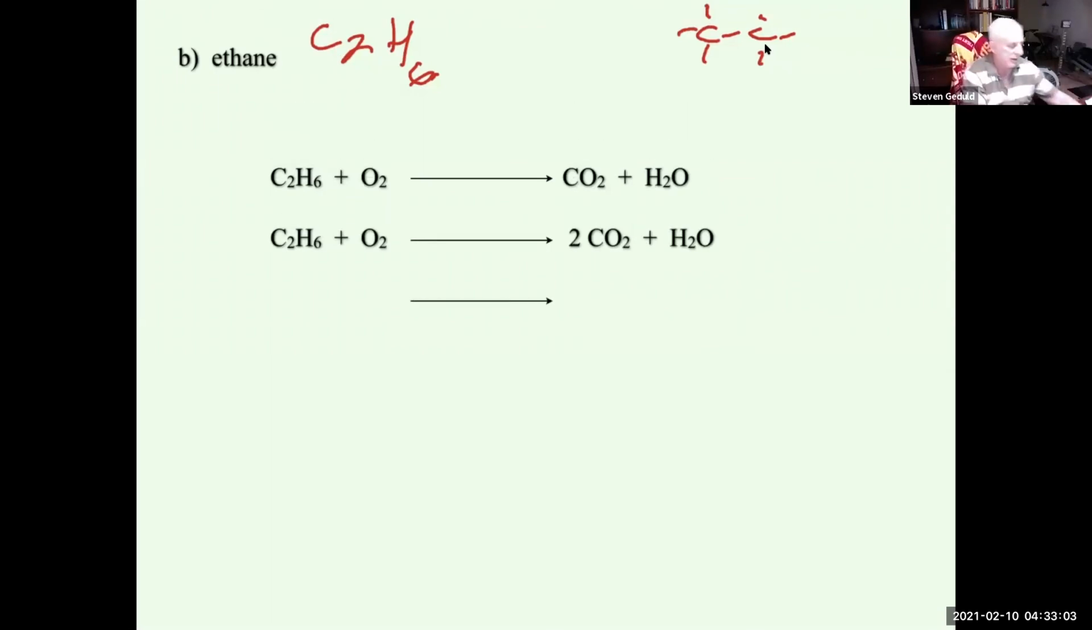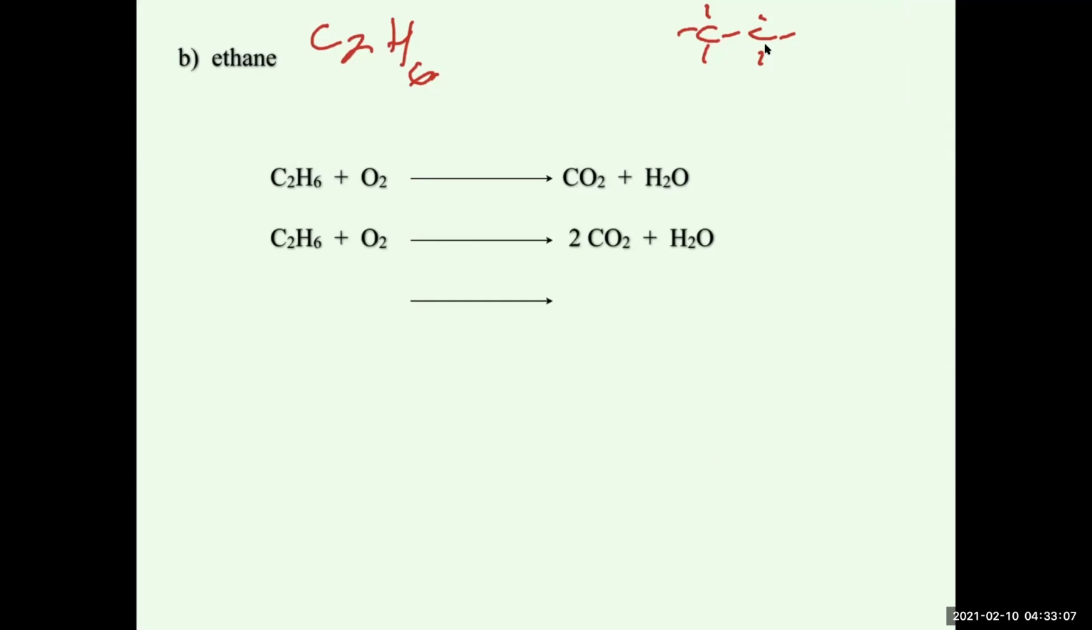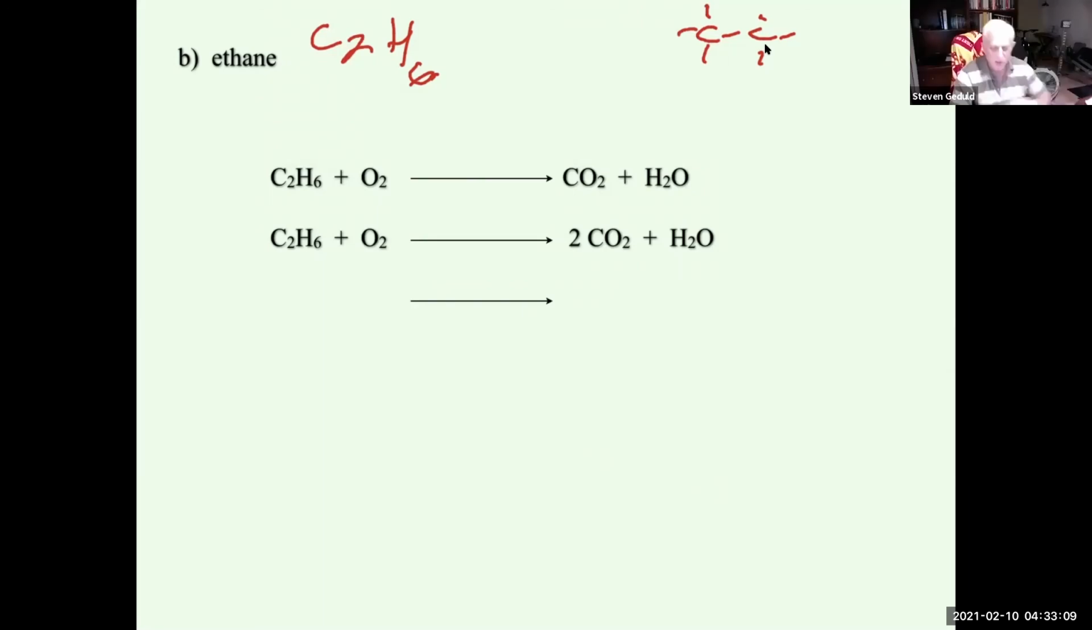How many hydrogens on the left? 6. There's 6. So I got to put a 3 in front of the H2O to give it 6 hydrogens. Okay. So now my carbons and hydrogen balance. Now I do my oxygens. I always save the O2 for last because it's by itself. How many oxygens on the right-hand side of the equation?